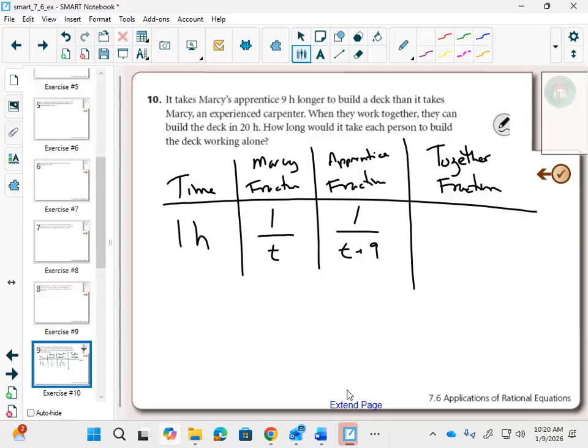Can I take a guess, Mr. Giuliano? Again, did you guess right last time in your head? Yeah. Good for you. See if you could check it in your head again. 36 and 45. And then together, they can get it done in 20.